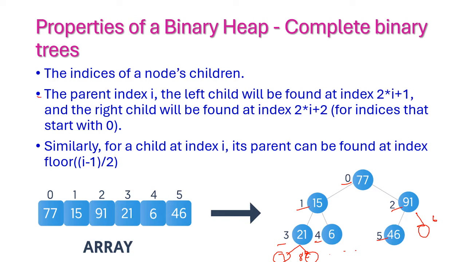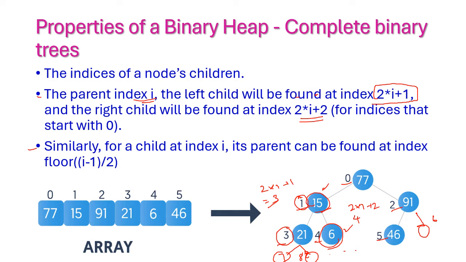And the index of parent is i. For example, the parent index is i. And the left child index should be 2i plus 1. Okay, for example, this is 1. 2i plus 1 means 2 into 1 plus 1, which is equal to 3. So left child will be index 3. And what about the index of right child? This is 2i plus 2. Okay, so the index is 1. 2 into 1 plus 2, which is equal to 4, right? So this is the right side child of this parent.